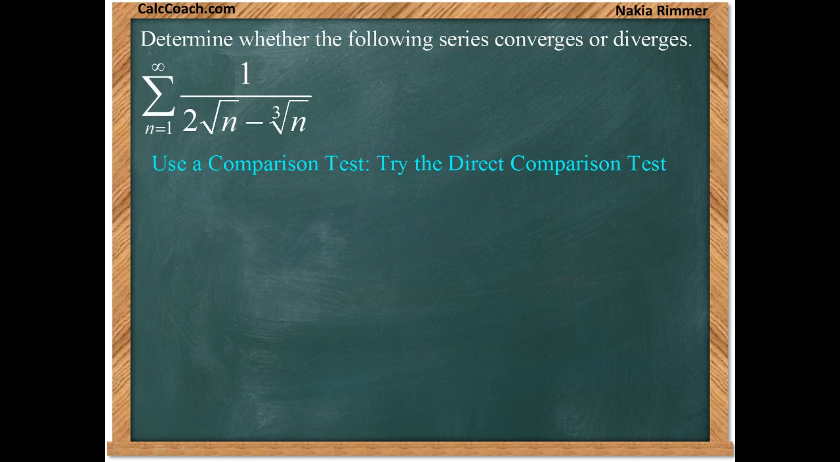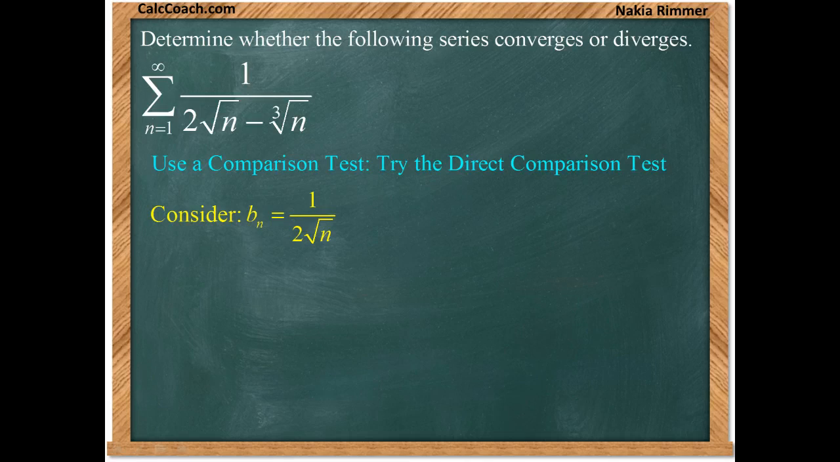So for the comparison, we would make our b sub n equal to 1 over 2 root n. Whether you include the constant or not is up to you. I like to include it. It makes showing my inequality is true easier. But never pick a b sub n where you don't know what the series on b sub n does.